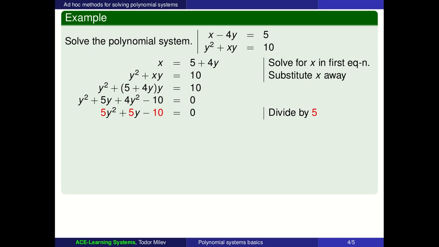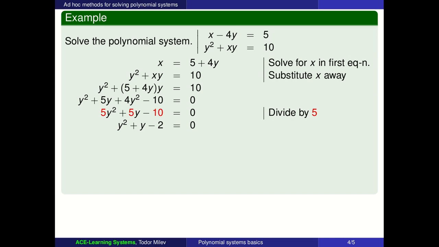So let me divide both sides of that polynomial equation by 5. On the right hand side, I get 0 divided by 5, so I get 0, and on the left hand side 5 divided by 5 is 1, and 10 divided by 5 is 2. So I have simplified my equation to the quadratic equation y squared plus y minus 2 equals 0. Now this quadratic equation can easily be solved with a quadratic formula.